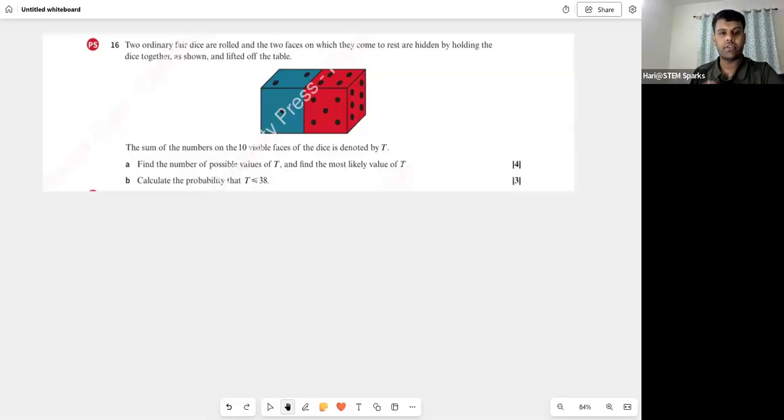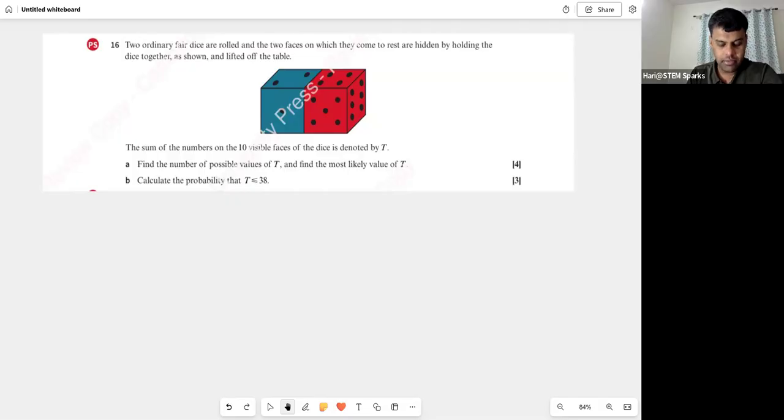Hello, this is a question from IB ESL level, from the chapter on probability. The question says two ordinary fair dice are rolled and the two faces on which they come to rest are hidden by holding the dice together as shown and lifted off the table. The sum of the numbers on the 10 visible faces of the dice is denoted by capital T.